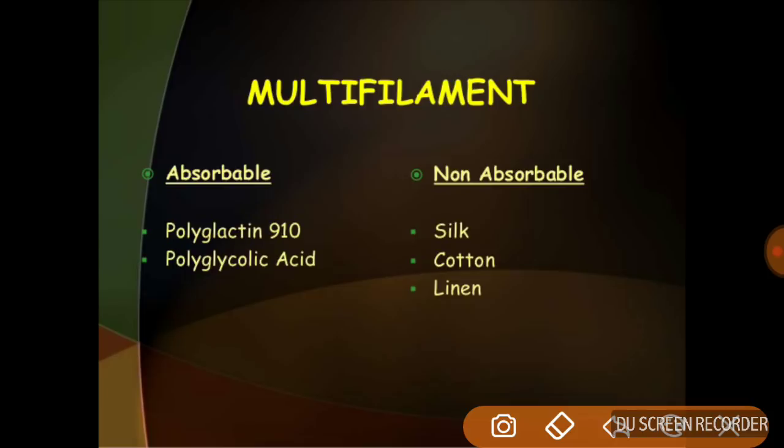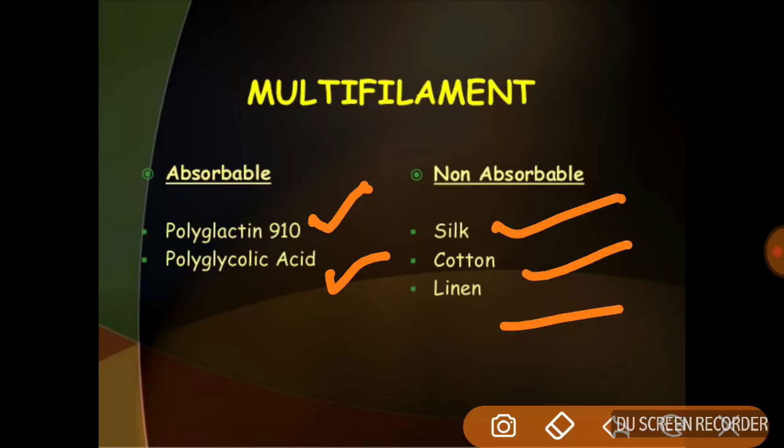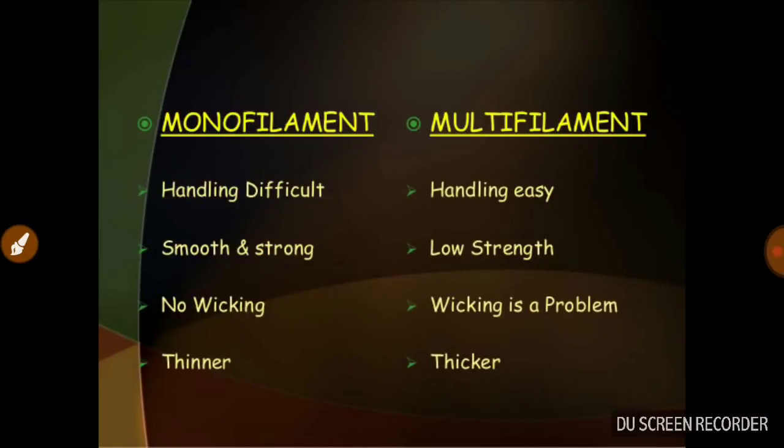Now, multifilaments, if you see examples as absorbable, are the same. Vicryl comes both as monofilament and multifilament, so it is here also in multifilament absorbable, as well as polyglycolic acid. Non-absorbable are silk, cotton, linen. You will come to understand more as I discuss them in my future slides.